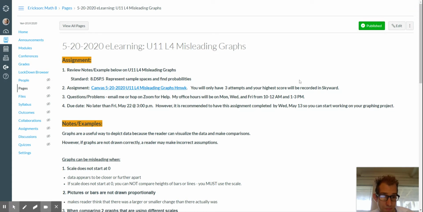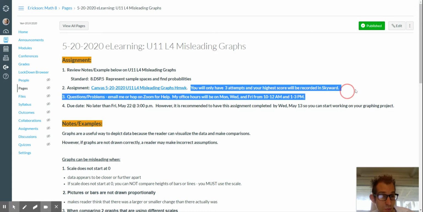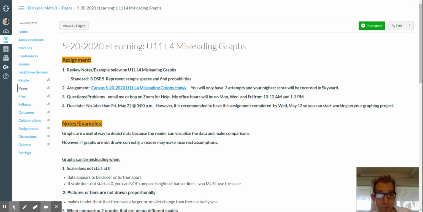All right, we're back to 3 attempts, like what we've done typically on our Canvas assignments. So you will have 3 attempts, but once again, use them wisely. Obviously, if you need help, email me or reach out on Zoom. Take advantage of those extra 2 attempts. If you get one wrong, go back, figure out why, ask me, or make a guess at what the answer would be the second time around. Get a higher score. This will, of course, go into Skyward.